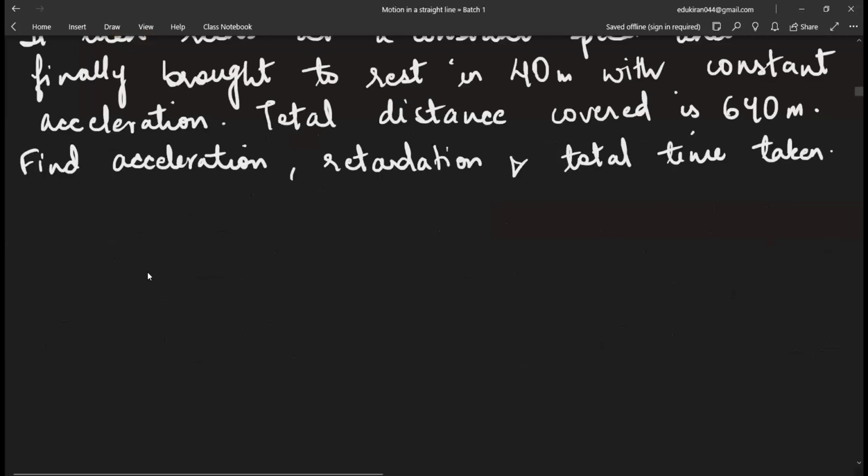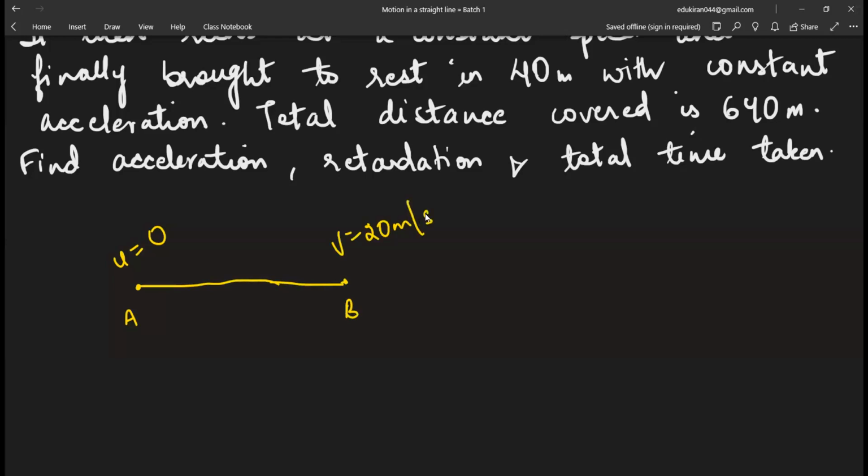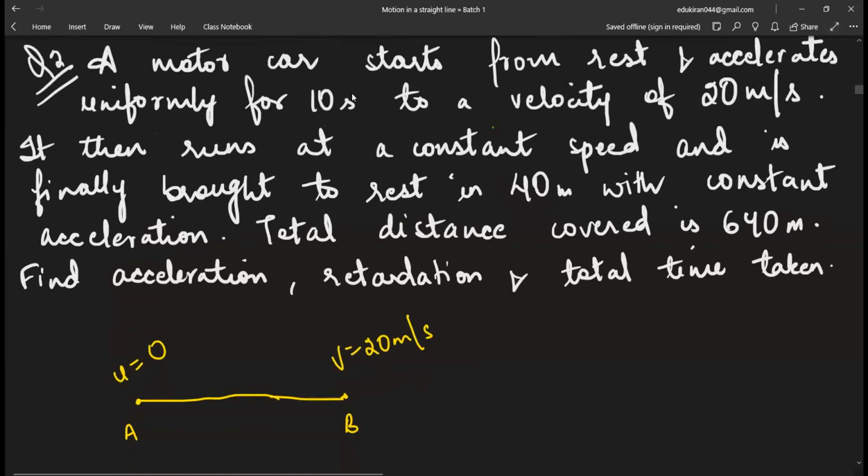So firstly, always have a rough figure ready for these types of questions. It has started with 0 meter per second, means it has started from rest. The car has covered some distance and has reached this point B where the velocity has increased to 20 meter per second, and it took the car 10 seconds, right? So the first line is clear.